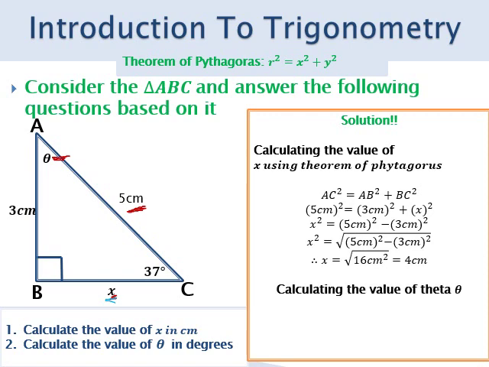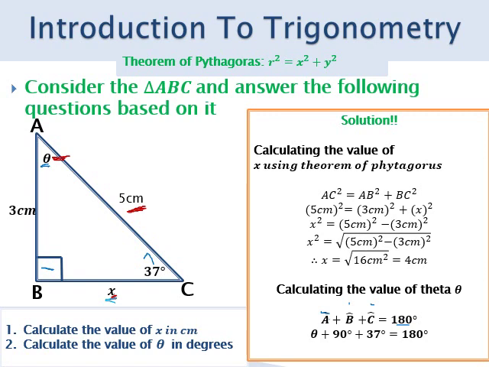Now let's get into calculating the value of theta. Calculating the value of theta. Now by now we know that the sum of all angles in a triangle, this angle plus this angle plus that angle, they should equate to 180. That is why we have angle A plus angle B plus angle C, they're all giving us 180.